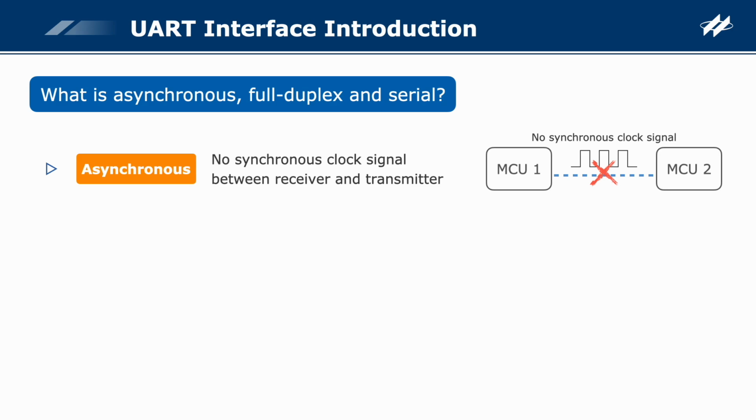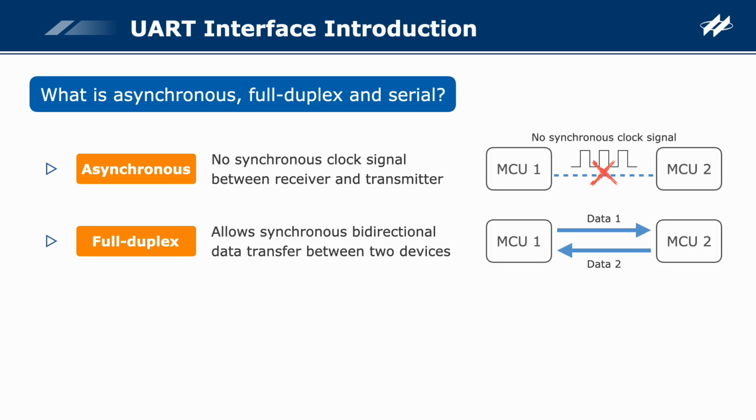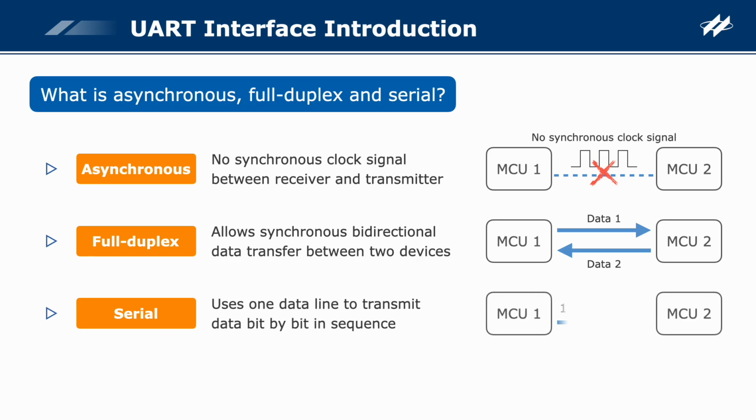Asynchronous means no synchronous clock signal between the receiver and transmitter. Full duplex means to allow synchronous bidirectional data transfer between two devices. And serial means to use one data line to transmit data bit by bit in sequence.